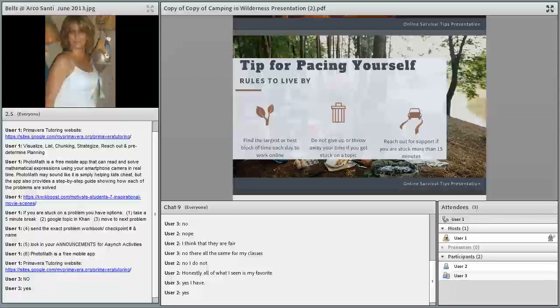All right? Okay, tips for pacing yourself. I think most people don't think about this, but it's very important. You'll get more online work done if you just pick the largest block of quiet time you have each day. Just think about it. When are you going to be most productive and have the biggest amount of time?